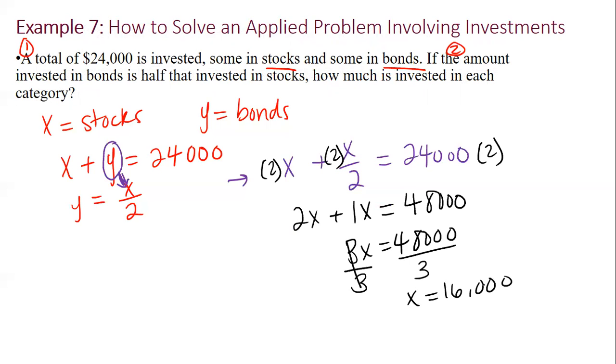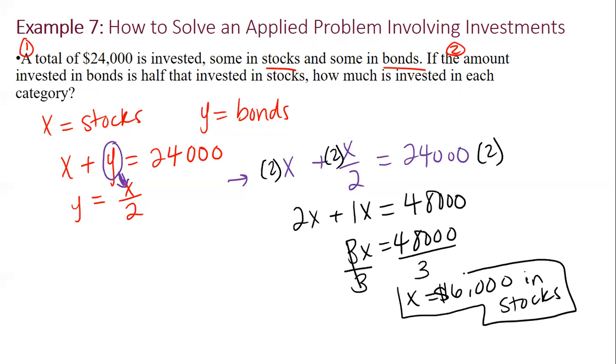16,000. So we know that $16,000 is in stocks, right? So if it's $16,000 in stocks, how much is in bonds? 8,000, because bonds equals half of the stocks, right? So we know that Y has to equal 16,000 divided by 2, which equals $8,000 in bonds.